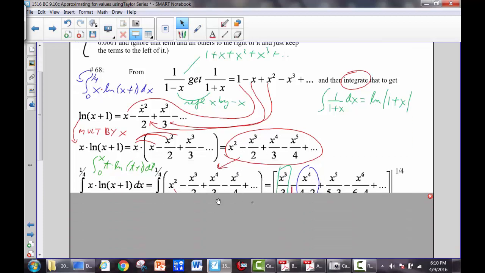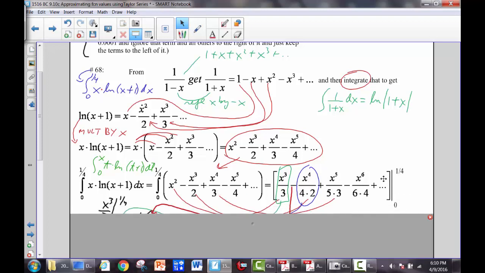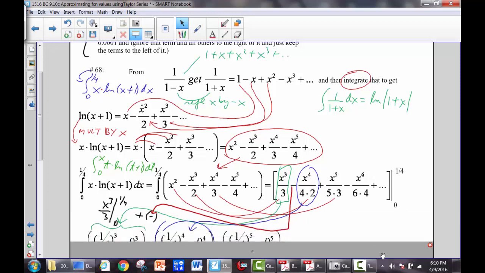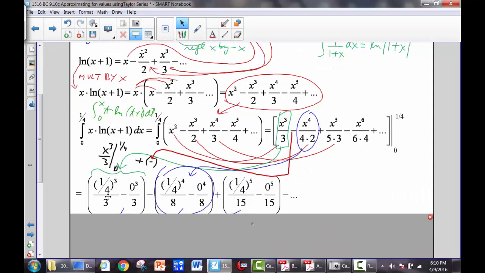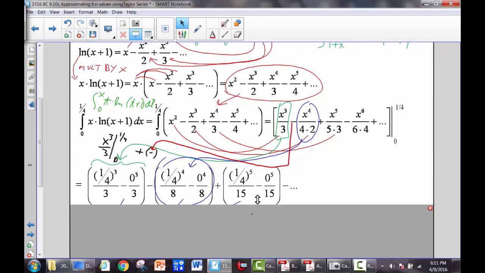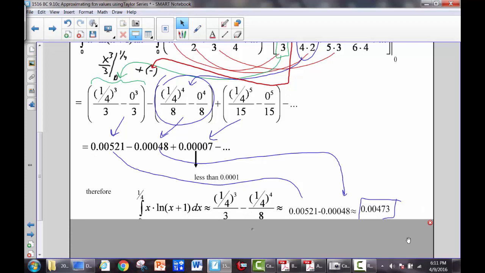And now we're going to integrate that. So when we integrate it, as we integrate each term, the integral of x squared is x cubed over 3, etc., evaluated from 0 to 1/4. When you plug in the zeros, these will all become zeros, so it really just comes down to plugging in the 1/4. I don't know why I wrote all these zeros. So 1/4 cubed over 3 minus 1/4 to the 4th over 8, etc. And that will give these decimals right here.